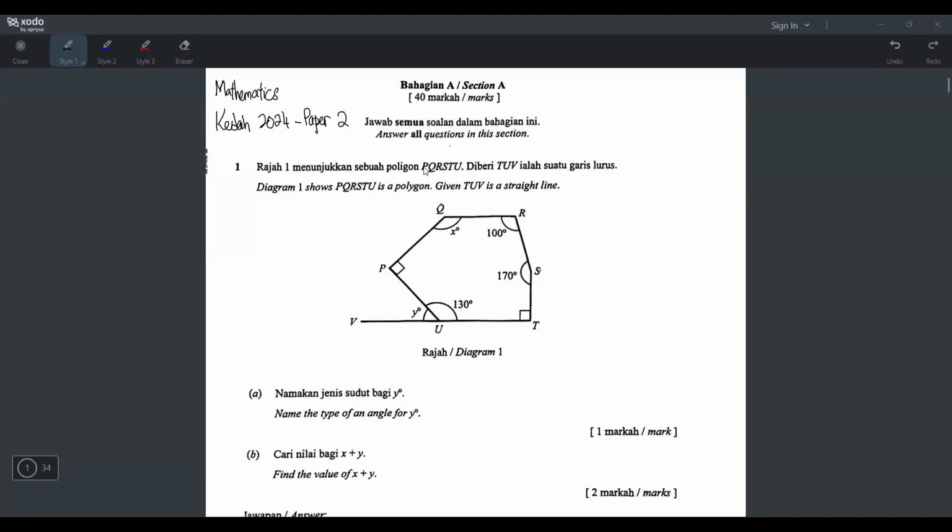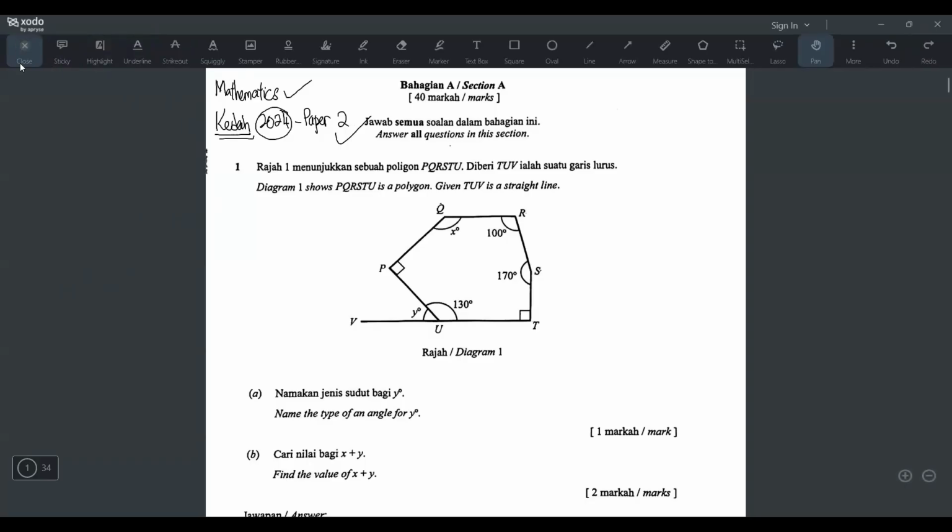Okay, so in this video, I will discuss another trial paper. Today we are discussing the Matematik trial paper, the Kedah trial 2024, paper 2. I already did paper 1. The last video was me going through the paper 1 working. So this time I will go through all the working for the paper 2 questions.